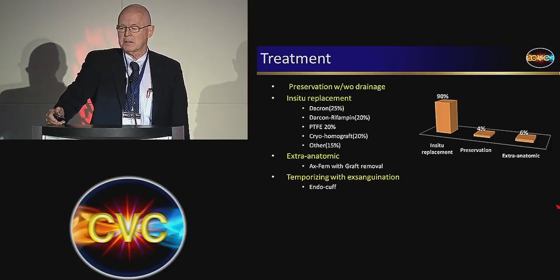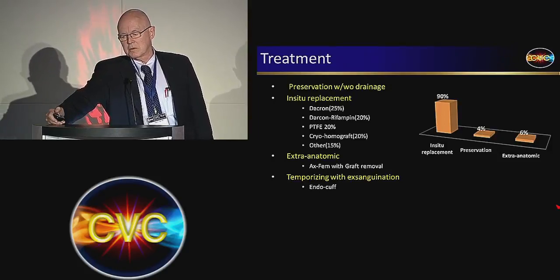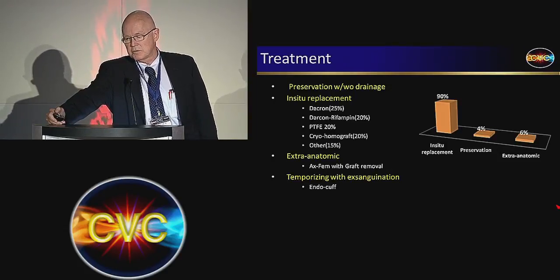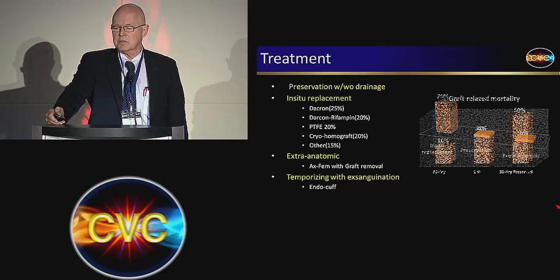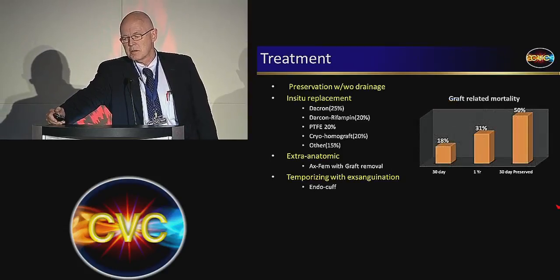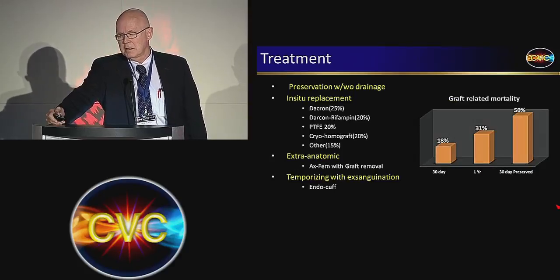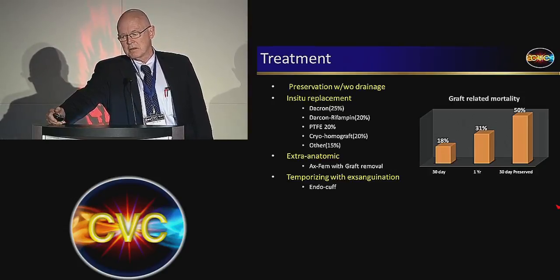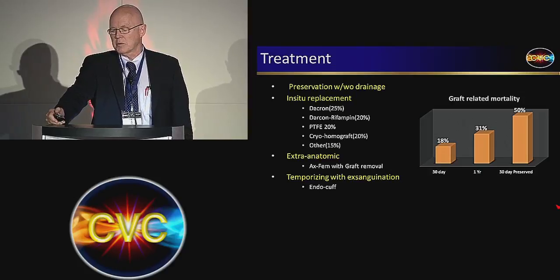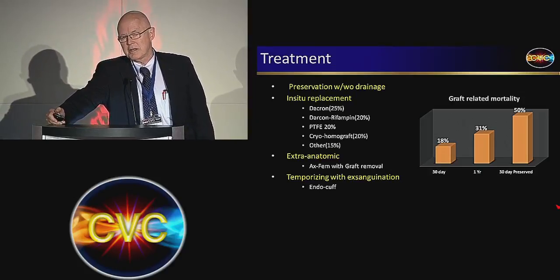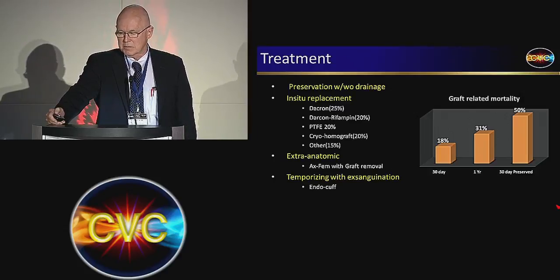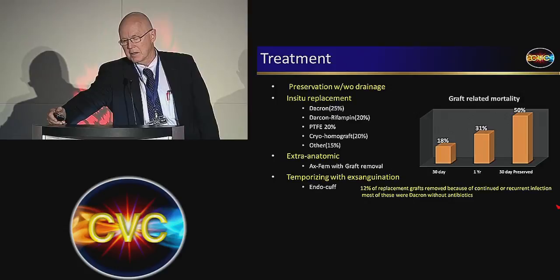So 90% of the endografts that become infected are done with in situ replacement. 4% are preserved, and the extra-anatomic is about 6%. And here's the mortality, 30-day mortality, and this is multiple series sort of average, runs around 20%. The 1-year graft-related mortality is pretty high, 30%. And the 30-day mortality, if we leave the graft in, is 50%, and I'd say the 1-year mortality is much higher, although there's not a lot of data.